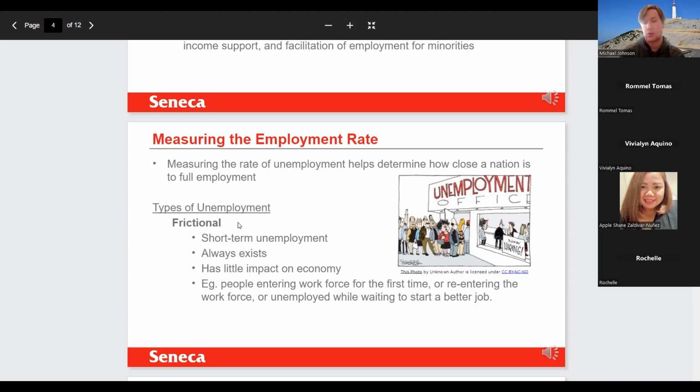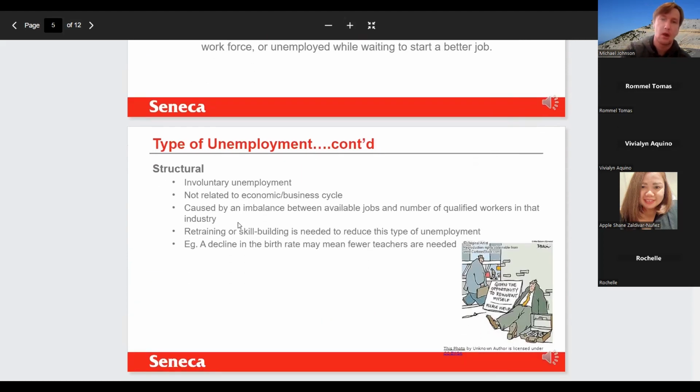You may want to search to become a lawyer. So that would be frictional unemployment. If you're trying to become a lawyer and can't find any jobs in the law field, that'd be frictional unemployment.